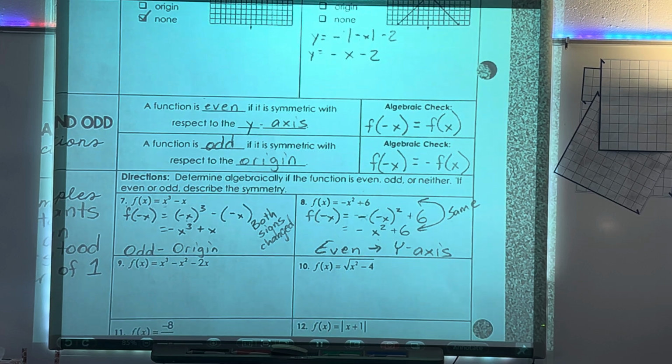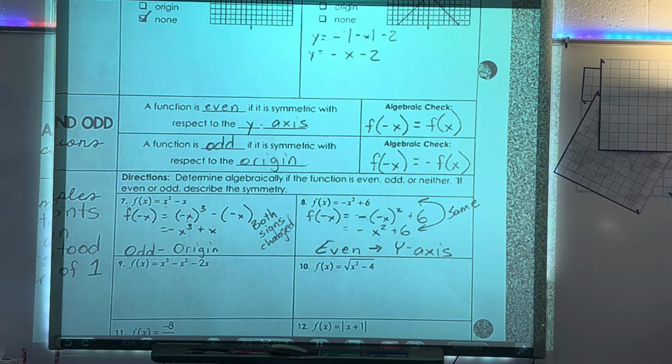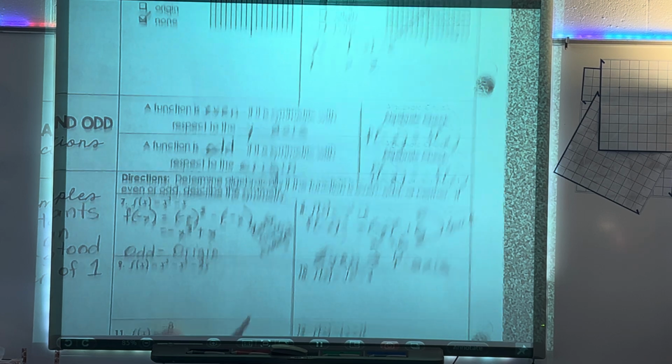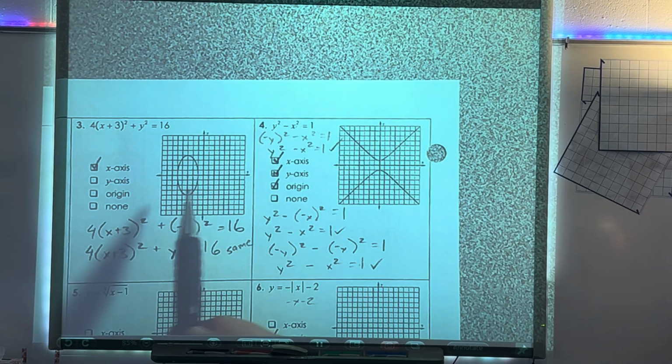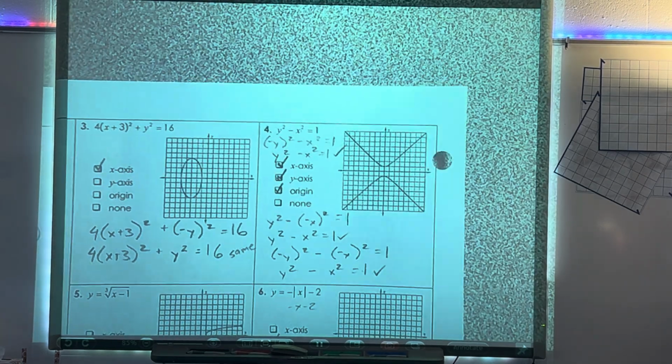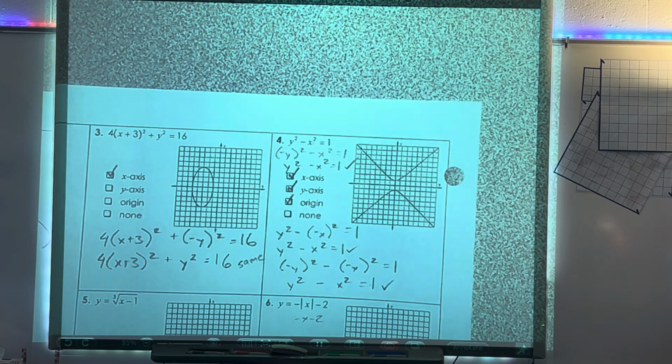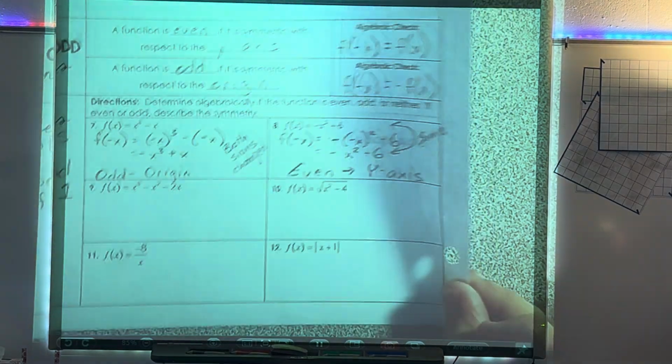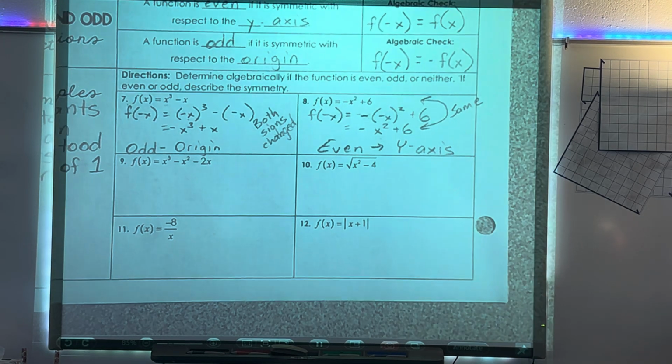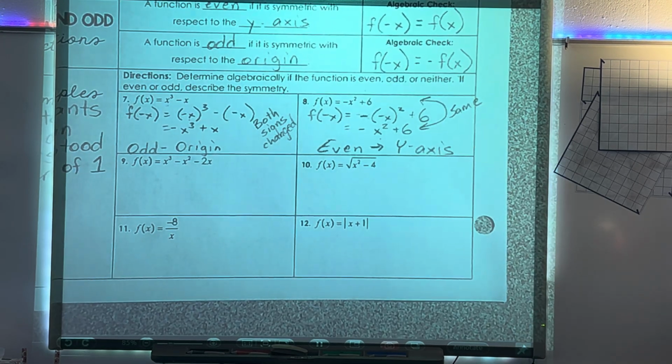And even and odd has to do with the y-axis and the origin. Does that make sense? Usually, if it's the x-axis, it's not a function anyway, because those are conic equations that have a y squared, and we're not really going to deal with those too terribly much. So if you're having to deal with an x-axis, it's going to be visual. You're just going to have to prove it by plugging in. Does that make sense? These though, when they give you the equation, it's either going to be the origin, the y-axis, or neither of those.